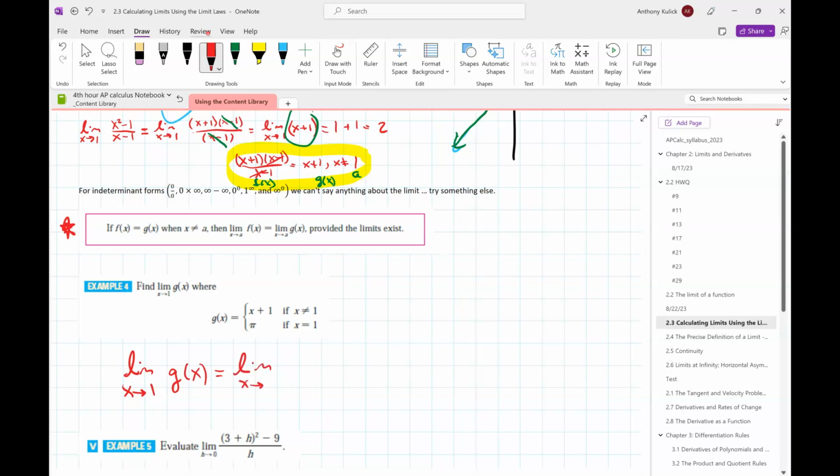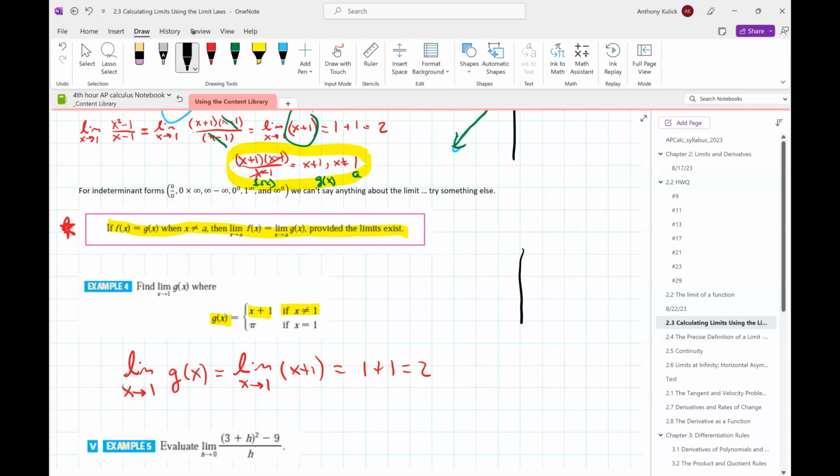I'm going to write down what it's equal to. Why? Why is that okay for me to write? If I look, g of x is x plus 2 everywhere except for one place. So it is this definition exactly. And now, since I've rewritten it as x plus 1, I can just do my direct substitution and I'm done.